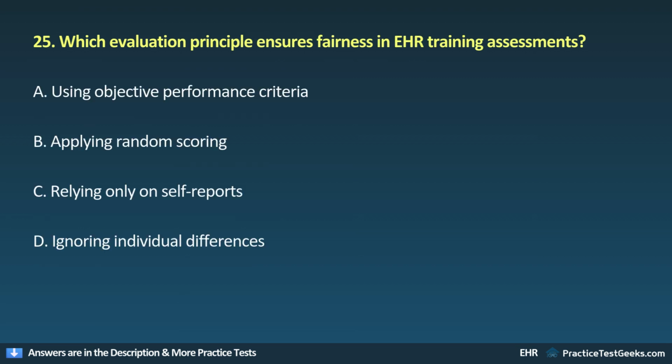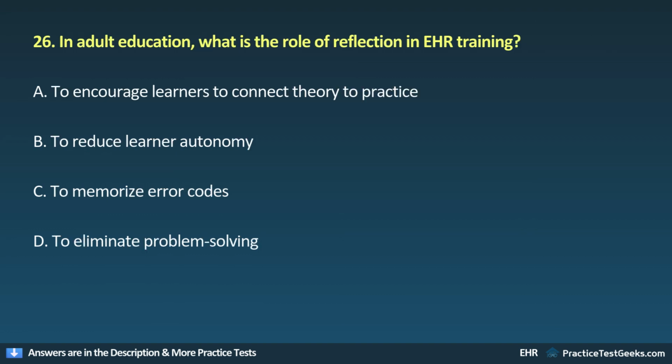25. Which evaluation principle ensures fairness in EHR training assessments? A. Using objective performance criteria. B. Applying random scoring. C. Relying only on self-reports. D. Ignoring individual differences.